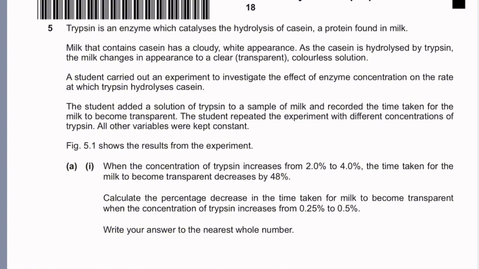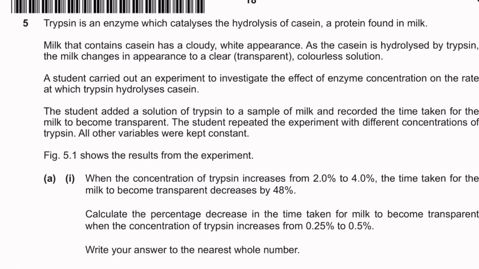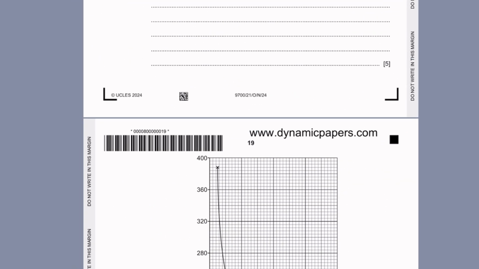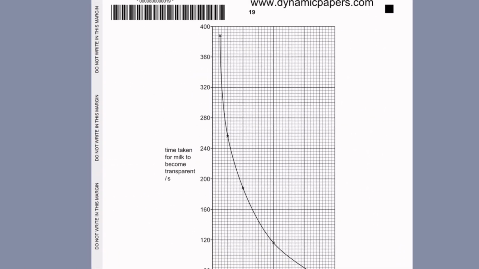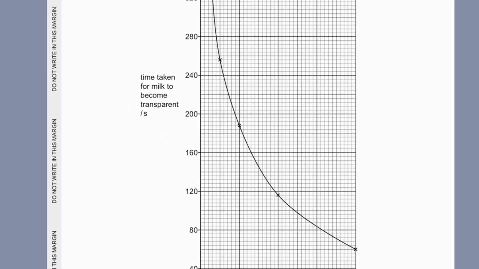The student carried out an experiment to investigate the effect of enzyme concentration on the rate at which trypsin hydrolyzes casein. The student added a solution of trypsin to a sample of milk and recorded the time taken for the milk to become transparent. The student then repeated the experiment with different concentrations of trypsin. All other variables were kept constant. Figure 5.1 shows the results of the experiment. So you could see time taken for milk to become transparent and percentage change in concentration.